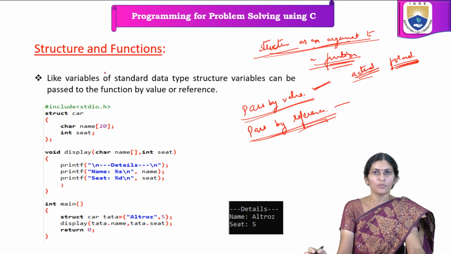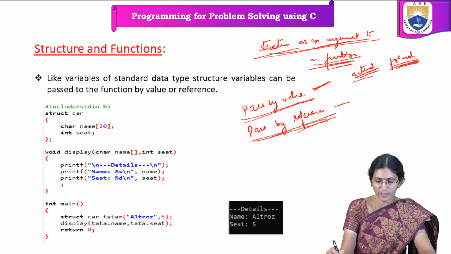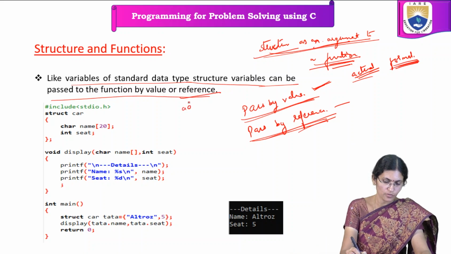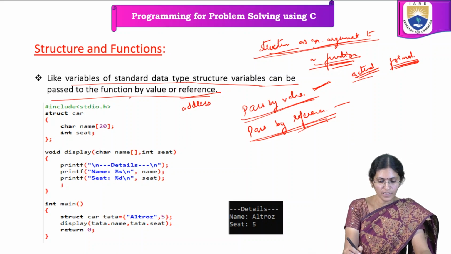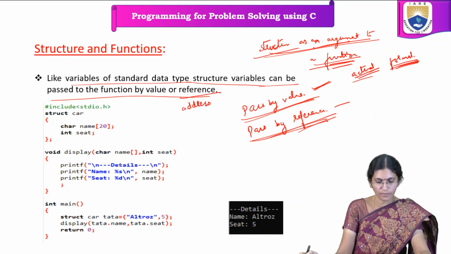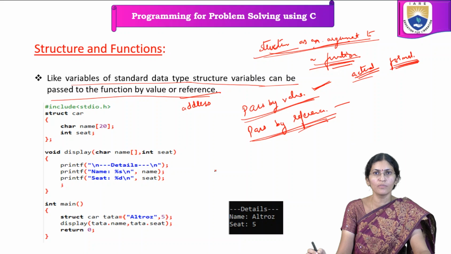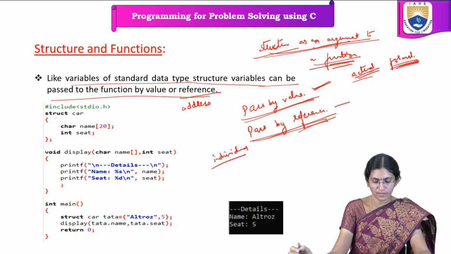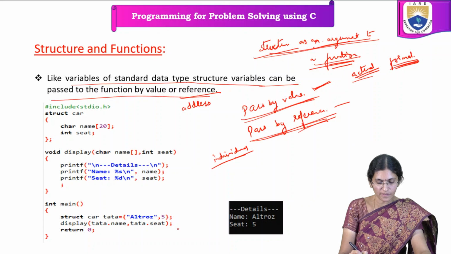How to pass a structure as an argument by the pass by value method? Like variables of standard data types, structure variables can be passed to a function by value or by reference, or in other words by passing the address of the structure variable. We can also pass individual members as an argument to a function. For that, this is the example.